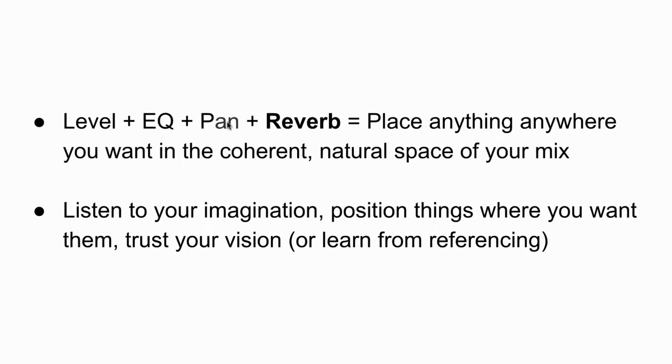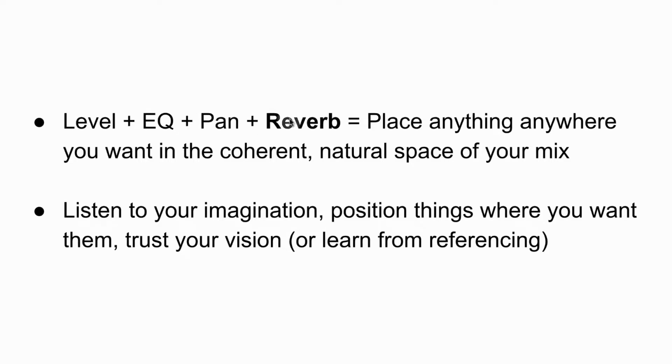Now, with level, EQ, and pan, you can put things basically anywhere, right? Because you can move things back by making them quieter. You can move things up or down with an EQ by taking out the lows or by taking out the highs, and then you can change their vertical positioning. And then with pan, you could just move things left or right. So you can really put things anywhere you want.